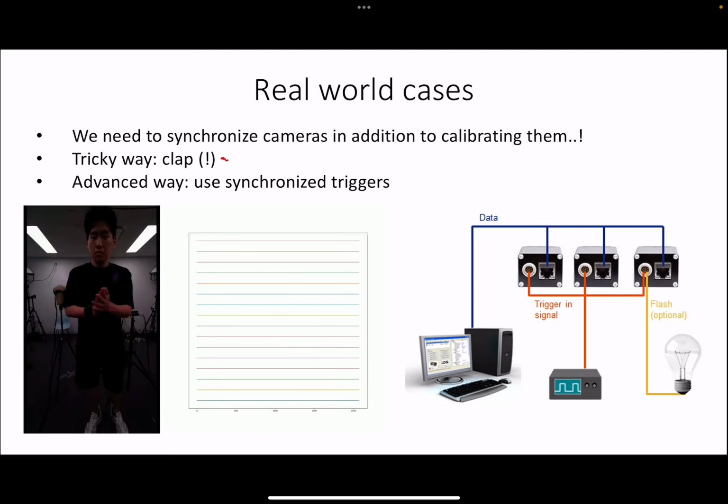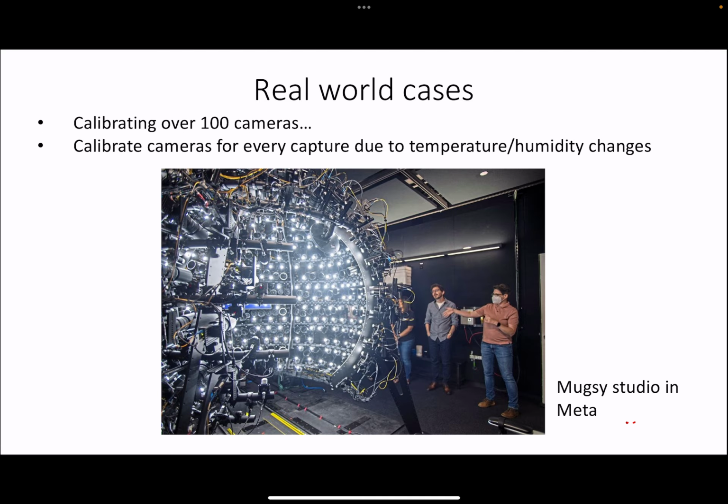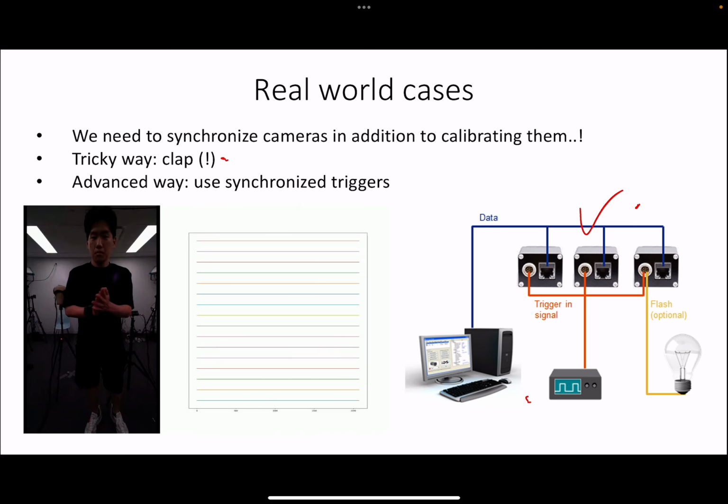These are synchronizing triggers. You can use this kind of device for this setup. Of course, we do not use clap for this advanced setup. We use this kind of trigger system. But in a casual setup, we can just use clap to synchronize cameras or synchronize camera and microphone.